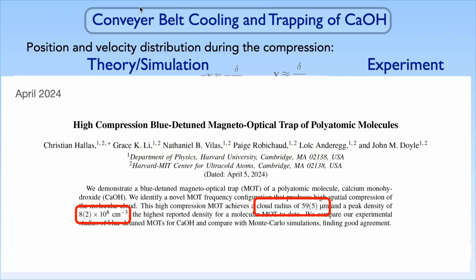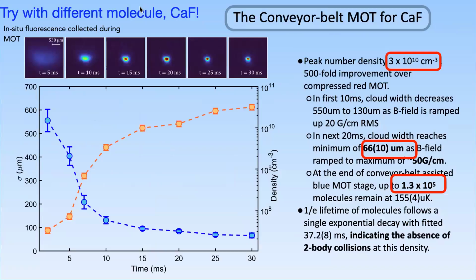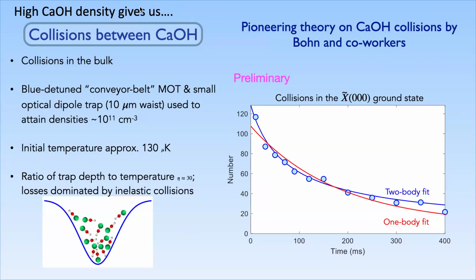So this was the paper, and the cloud radius is now 60 microns instead of say 150 microns, which is typical for regular blue MOTs. And the density is around 10 to the 9 per cubic centimeter. I will say, if you had told me 2 or 3 years ago that we'd be looking at data like this for a polyatomic molecule, I would have said, I'll put it in a proposal, but it really happened. We're actually seeing collisions in CaOH. Those are ultracold, single quantum state polyatomic molecules. Thanks, collisions. So it's just amazing. And note the density, 10 to the 11th per cubic centimeter.